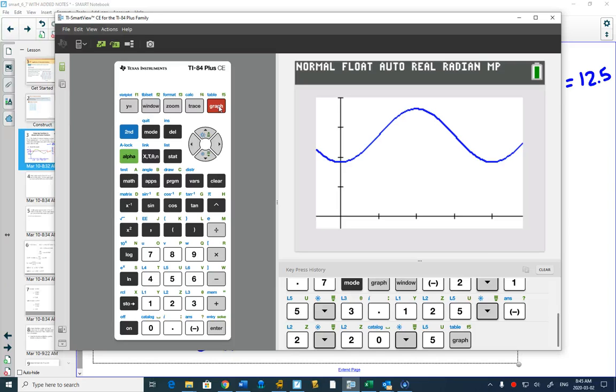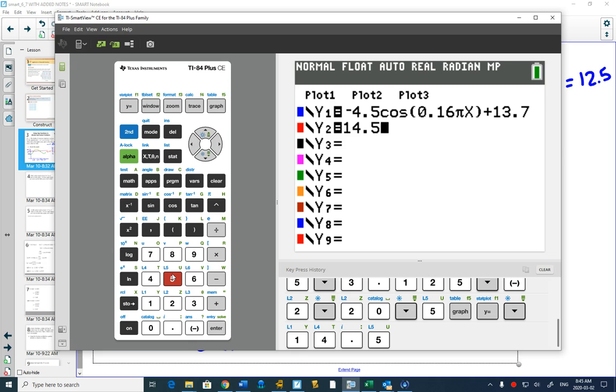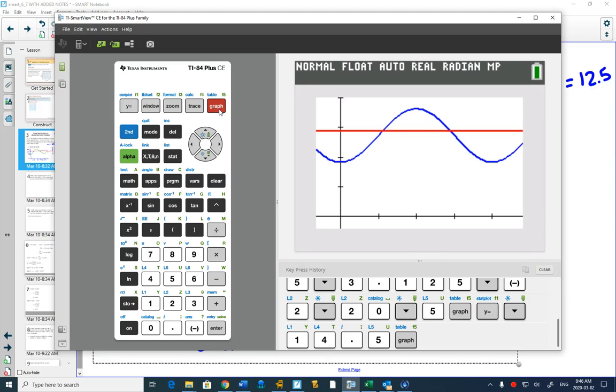Next, we can go back to y equals, and in y2, we can write the 14.5. That would be a horizontal line at y equals 14.5. And when we graph that, that represents that the water needs to be deeper than that in order for it to dock safely. Now, how do we find out where these two graphs intersect?